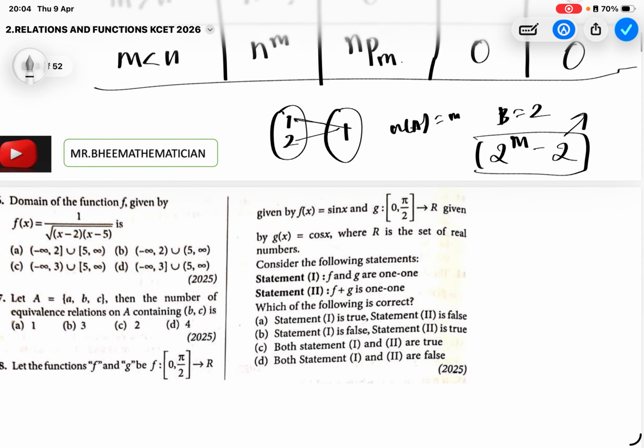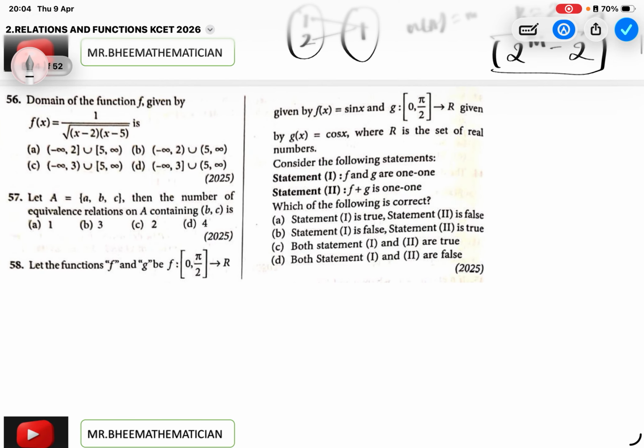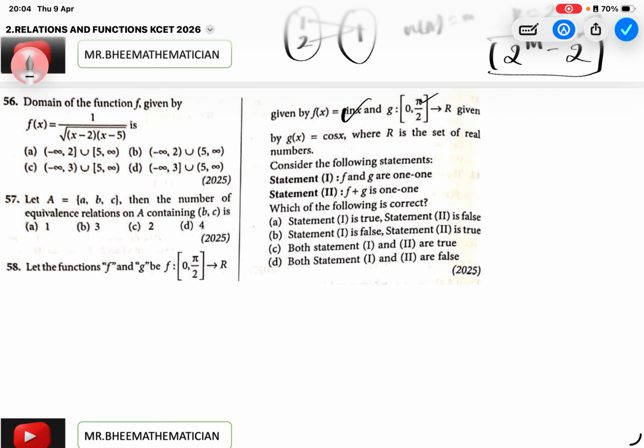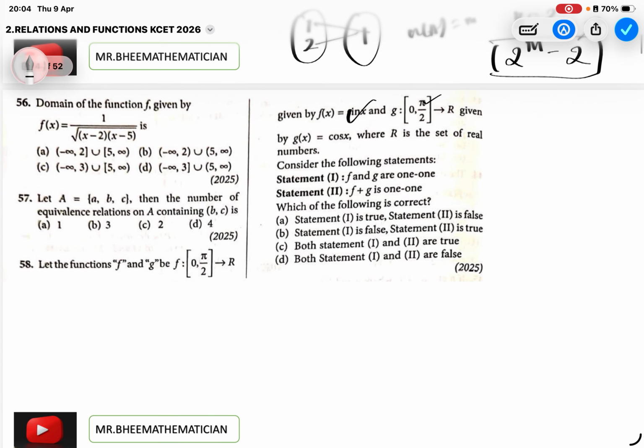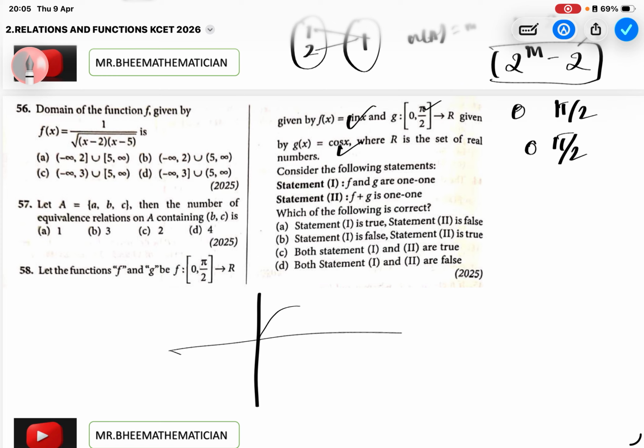Okay, I will start with the 2025 question number 58. They have given f of x equals sin x in the interval 0 to 5π/2, and g of x equals cos x, and they are saying f and g are real to real. g is also a mapping from the reals, and f is a mapping with domain 0 to 5π/2. So the domain is only this much: this is sin x on 0 to 5π/2, and this is cos x on 0 to 5π/2.